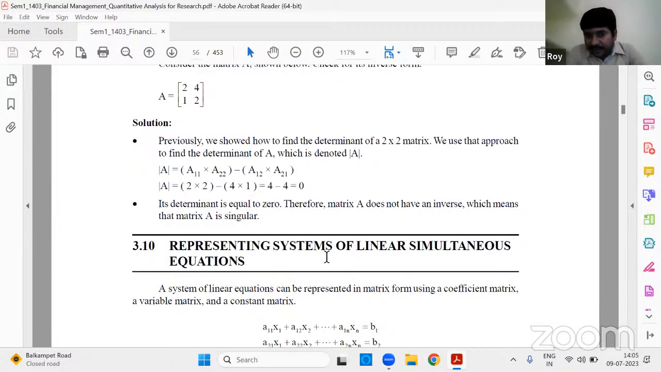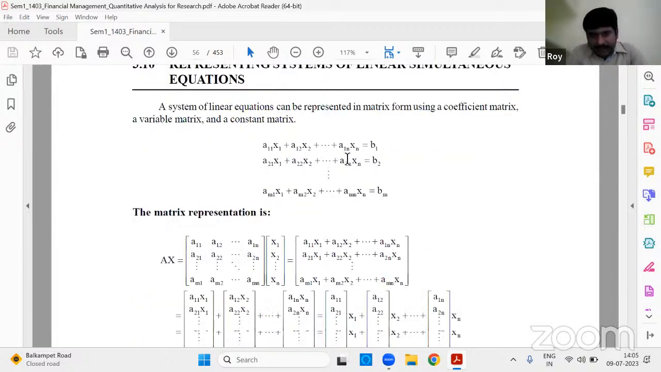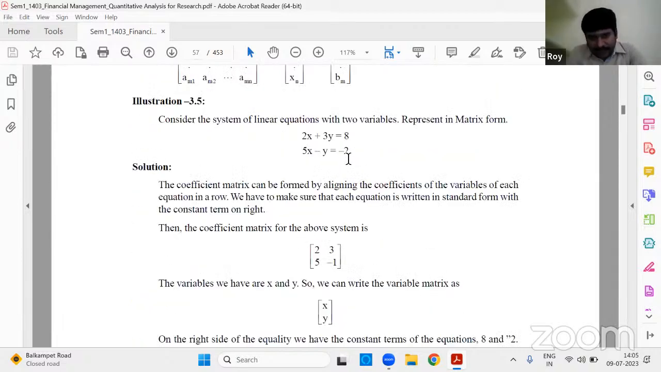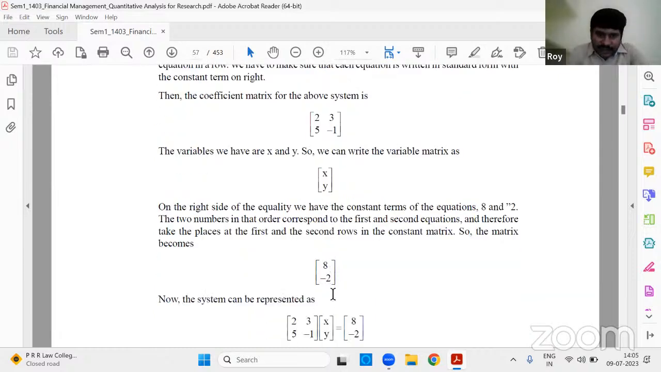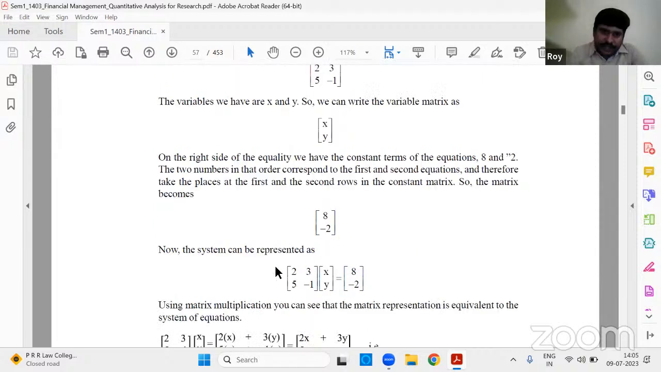simultaneous equations in a matrix. This is the point. If you take this equation, 2x plus 3y is equal to 8, 3x minus y is equal to minus 2, how will we write the coefficients? 2, 3, 3, minus 1, and x, y. Because the variables we have are x and y, we can write the variable matrix as x, y. Simple. On the right side of the equality, we have the constant terms 8 and minus 2. We will write like this. This is how we will represent any equation.